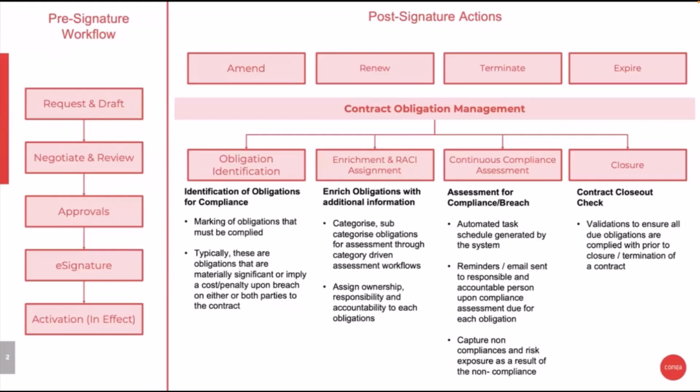So, obligation management occurs after the contract life cycle, where an agreement goes through request, negotiation, approvals, signature, and onto activation, or being put into effect. At this time, there may be post signature actions. And so, obligation management serves this purpose to help facilitate and remind those responsible for the obligations.